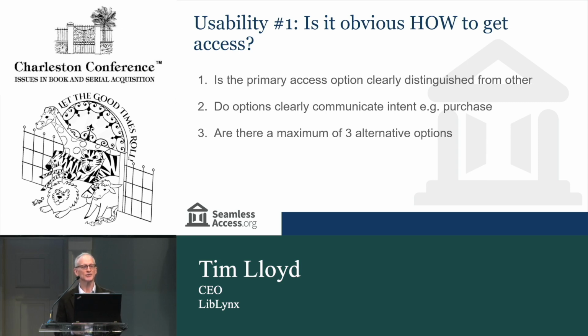Secondly, do the options clearly communicate intent? When you click on something, is it clear that that is a purchase that you're going to be making, as opposed to accessing through your institutional access? And another one is that there should really be a maximum of 3 alternate options. And if there are additional options, those should be progressively disclosed rather than just throwing them all up front.